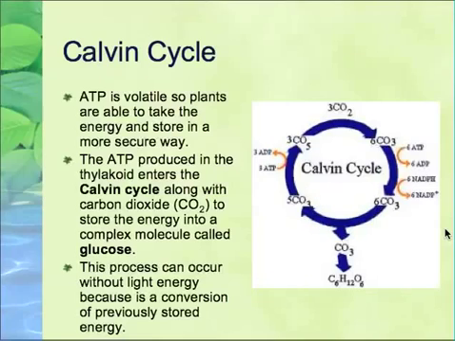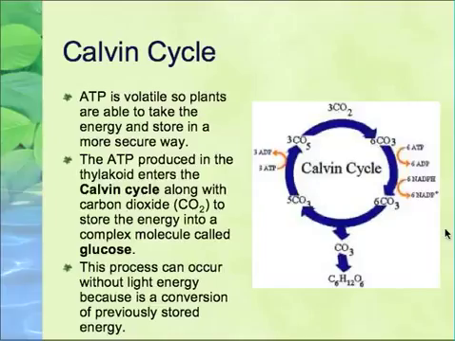So if we want to save that energy for a later date, we need to put it into a more long-term storage facility called glucose, and that's where the Calvin cycle comes into play. The Calvin cycle takes, and this occurs, by the way, in the dark or in the light. Okay, this does not have to happen in the light.